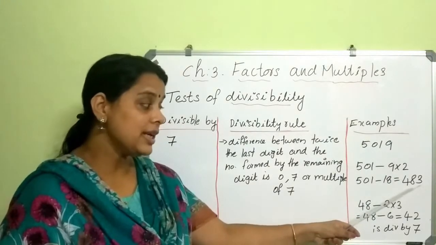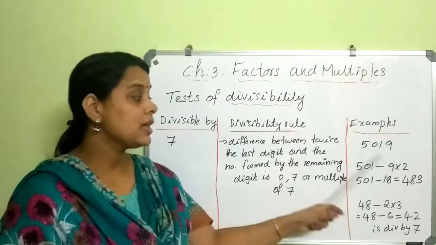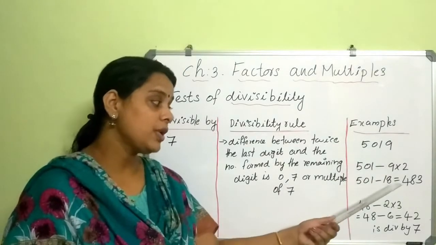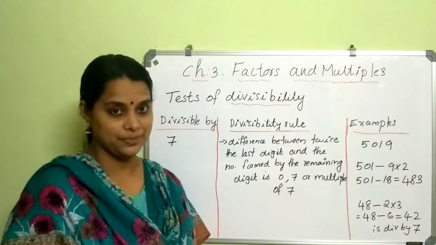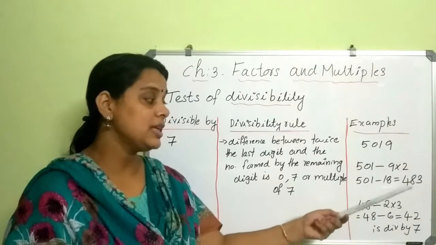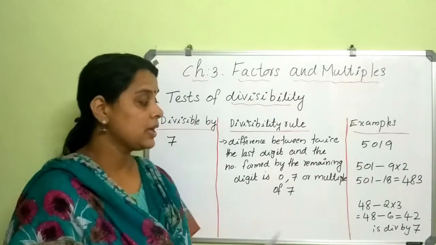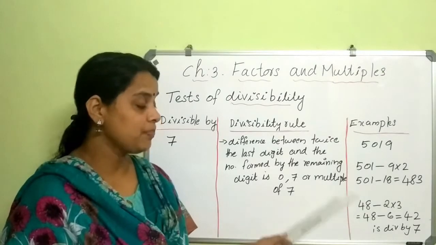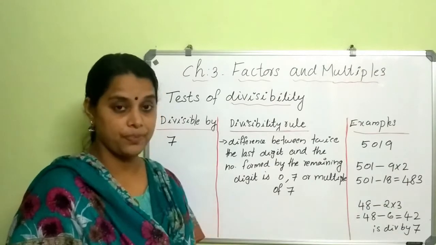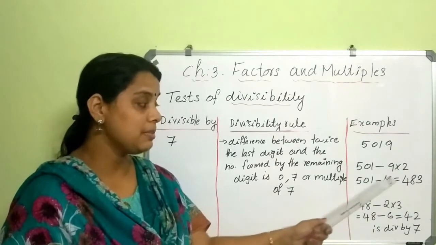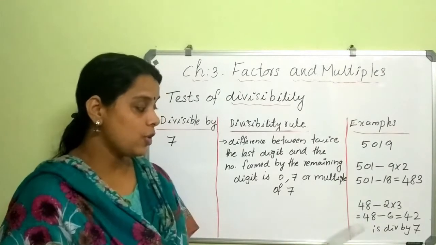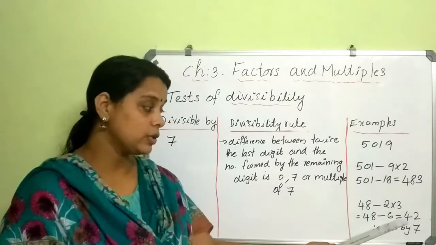If 483 is divisible by 7, then the number 5019 is divisible by 7. We don't know whether 483 is divisible by 7 or not. The same rule we can apply to check 483. Twice the last digit of 483 is 2 into 3. The number formed by the remaining digits is 48. 48 minus 2 into 3, 48 minus 6, is equal to 42.